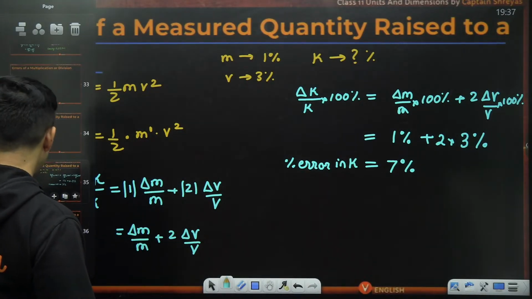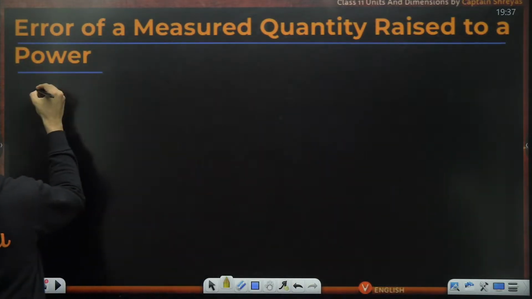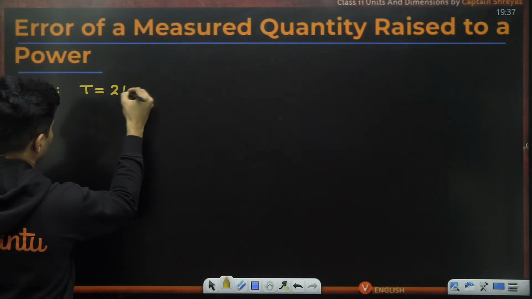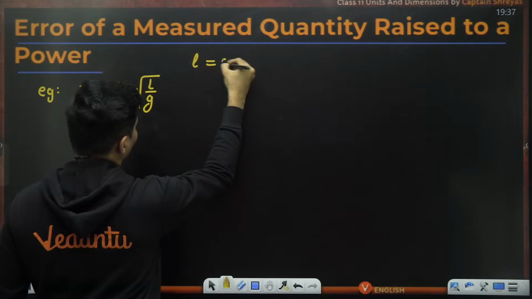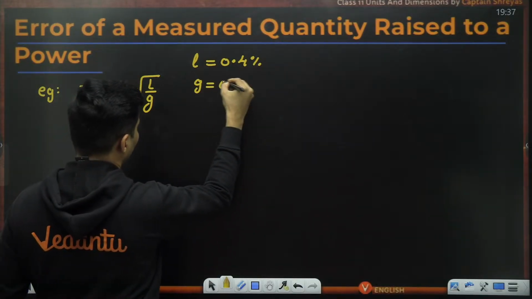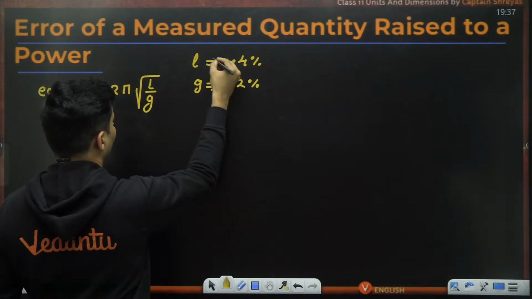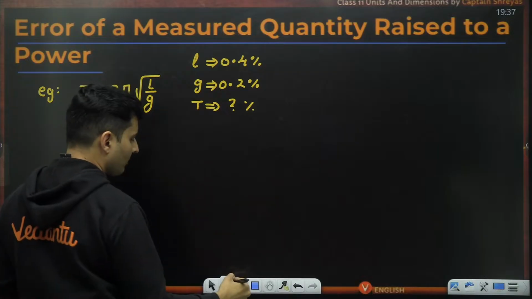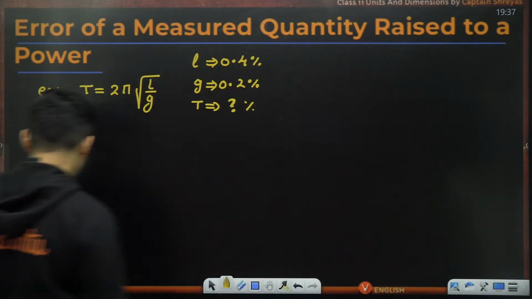Okay, let me give you one more example, guys. So that will make things even more clear. Say I tell you that the time period of a pendulum is 2 pi root L by G. Length has an error of 0.4% and G has an error of 0.2%. Can you find the time period, how much error percentage it has? Let's try to do this question, my dear students.